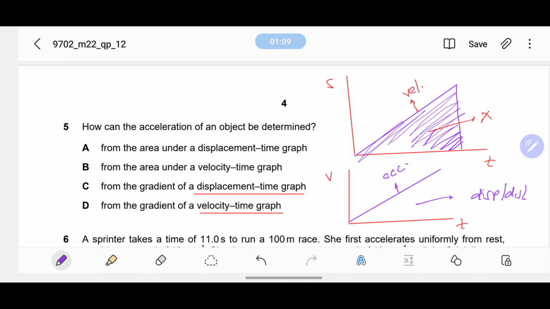So in this case I can say that from the area under the displacement time graph, that is wrong, because area under the displacement time graph shows me nothing. From the area under the velocity time graph, that shows me displacement, that is again wrong. From the gradient of a displacement time graph, the gradient of displacement time graph tells me velocity, this is again wrong. From the gradient of velocity time graph, yeah, like this we can say, this one is correct. So in my case, D is my correct answer.